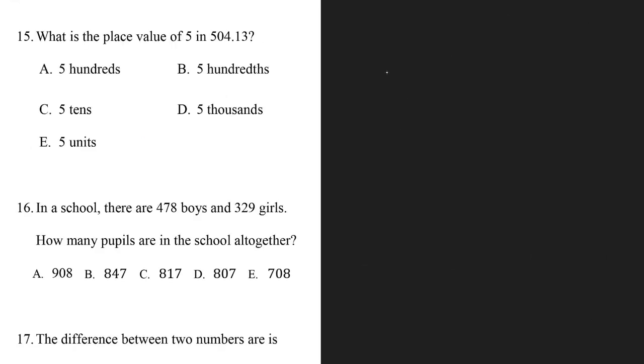All right, question 15 says, what is the place value of 5 in 504.13? So what's the place value of 5? This is 5. So remember that in place value, we have the whole number part and the decimal number part. And the way you name the whole number part is different from the decimal number part. So in the whole number part, we start with what? Unit. Then we have tens. And we have what? Hundreds.